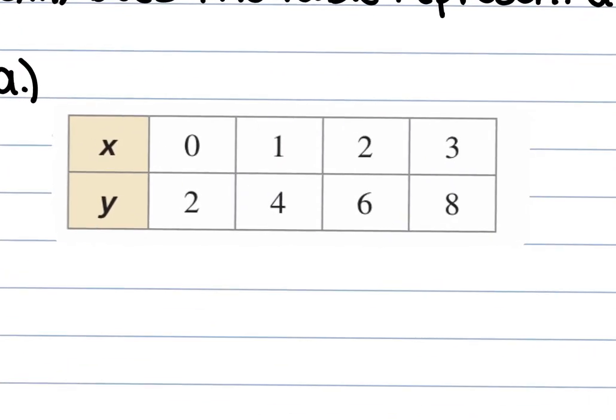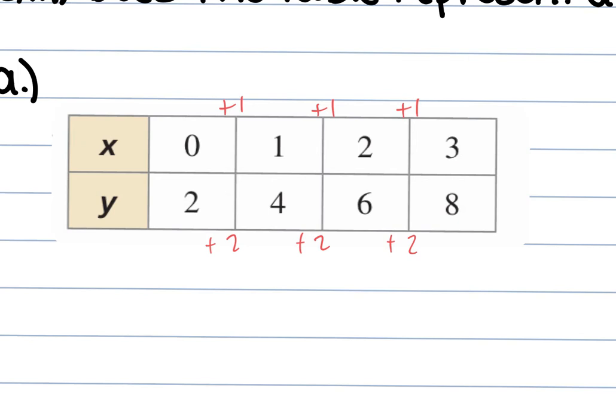So check out the first one. What's the change in the x values? It's going up by 1, right? So we're going to put plus 1, plus 1, plus 1. To go from 0 to 1, you added 1. To go from 1 to 2, you added 1. And to go from 2 to 3, you added 1. What about the y values? It's going up by 2. So plus 2, plus 2, plus 2. So using our prior knowledge, we would say that this is linear, correct?